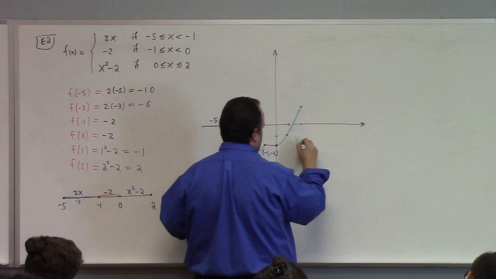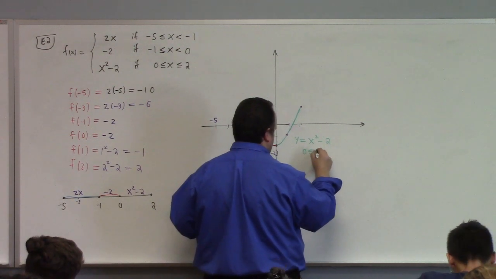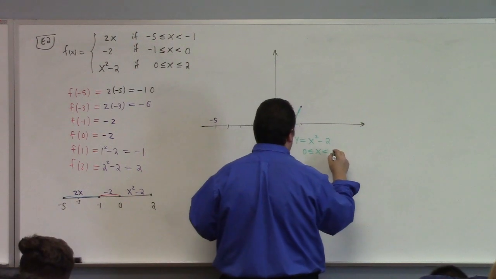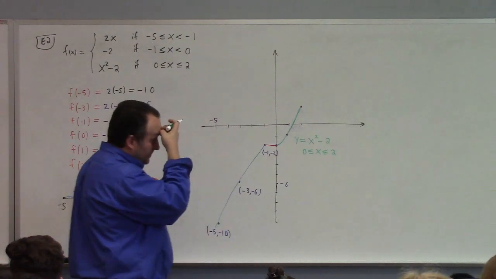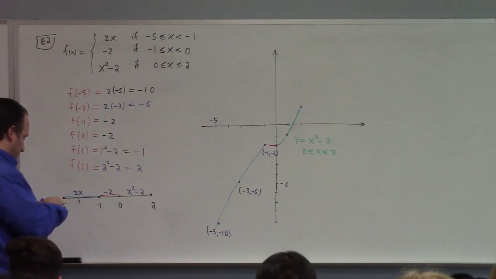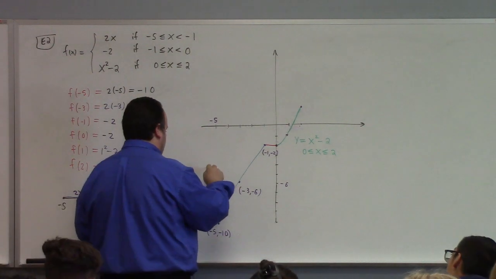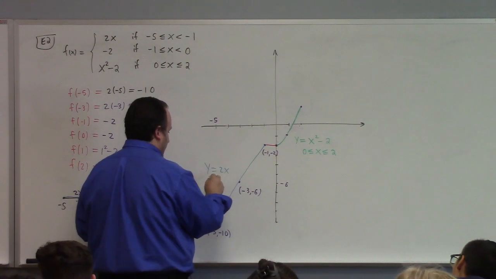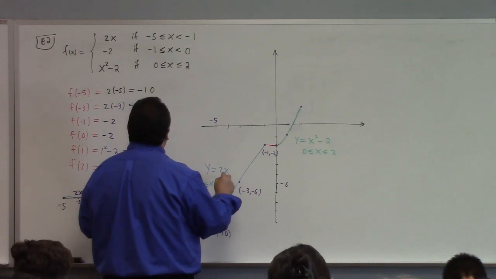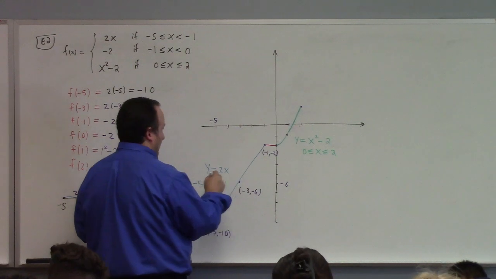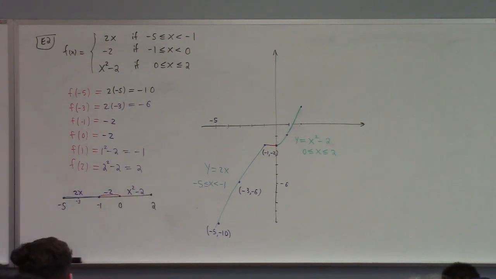So this is y equals x squared minus 2 for 0 less than or equal to x less than or equal to 2. That green part, right? The blue part, just to be clear, is exactly y equals 2x for minus 5 less than or equal to x less than minus 1. And that little red line segment in the middle is just y equals minus 2. All right?